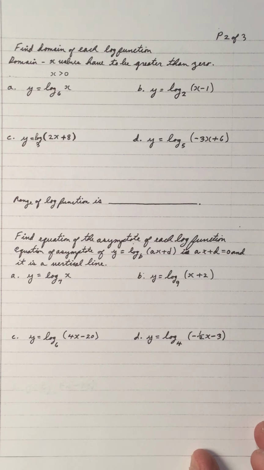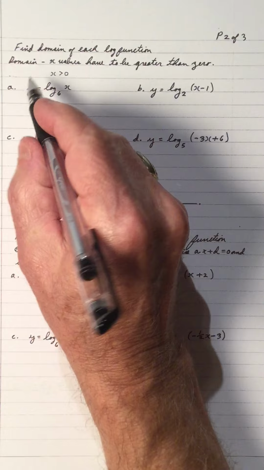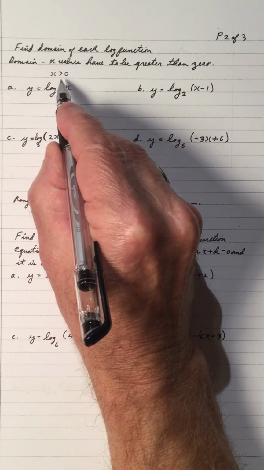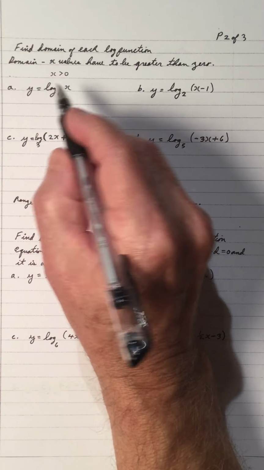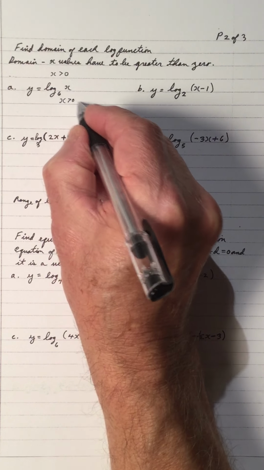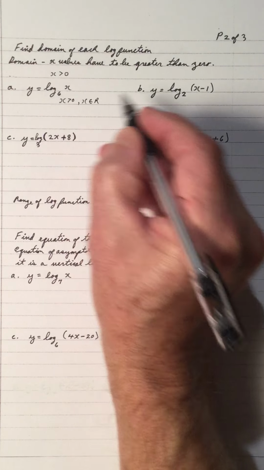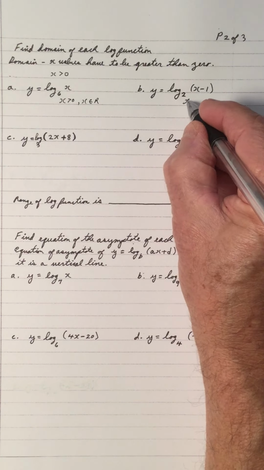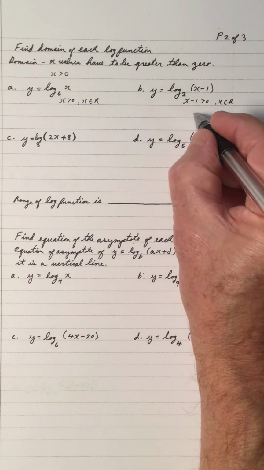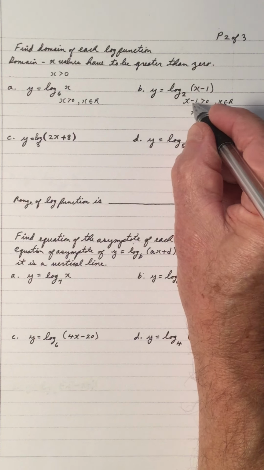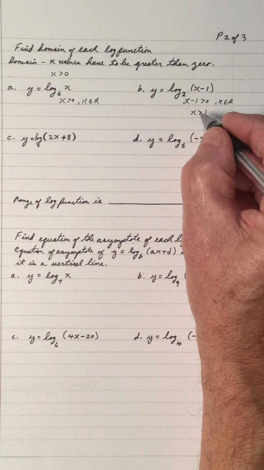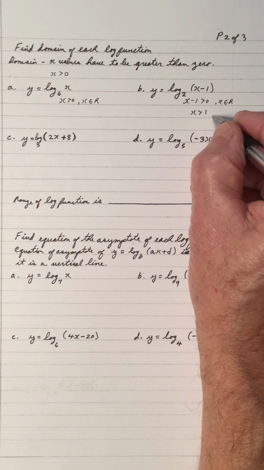Find the domain of each function. The domain is the values of x have to be greater than 0. In A, we have x, so x has to be greater than 0, where x belongs to the real numbers. Right here, we have x minus 1 is greater than 0, where x belongs to the reals, so x minus 1 has to be greater than 0. Move the negative 1 to the right to make it positive, so x is greater than 1, where x belongs to the reals.